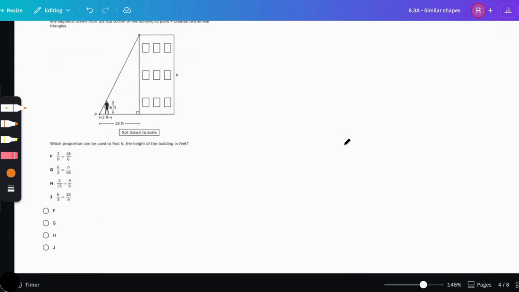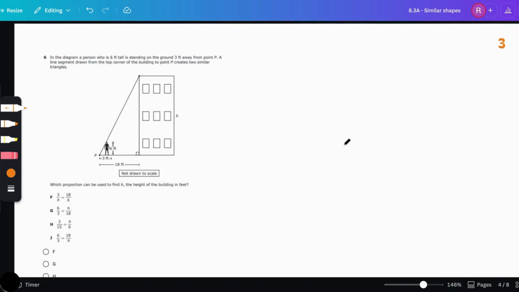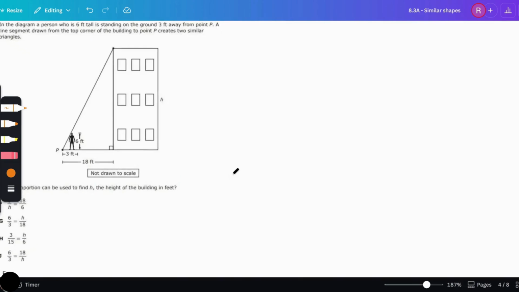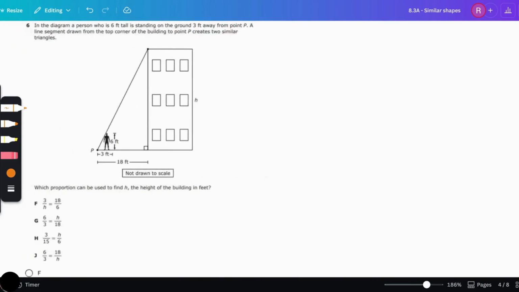So now this one says in this diagram, a person who is 6 feet tall. Let's first bring the two triangles out. We have this small triangle. The small triangle has 3 and 6.